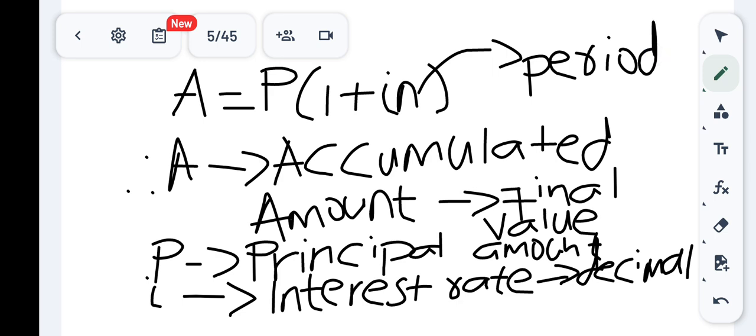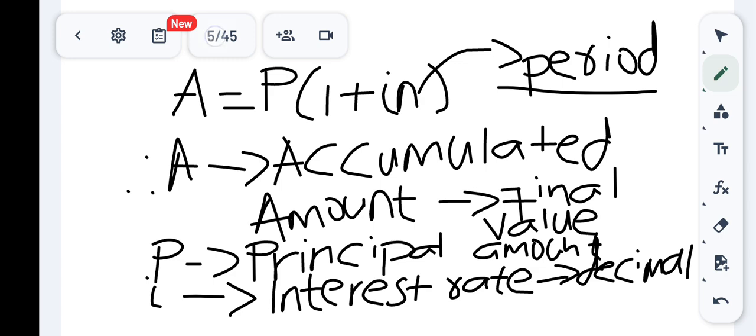Period can be years, it can be quarterly, it can be semi-annually, it can be annually, or months. So it's the period. This is the period, and n represents the period. Okay, so this is the formula that we are going to use when we are dealing with simple interest.